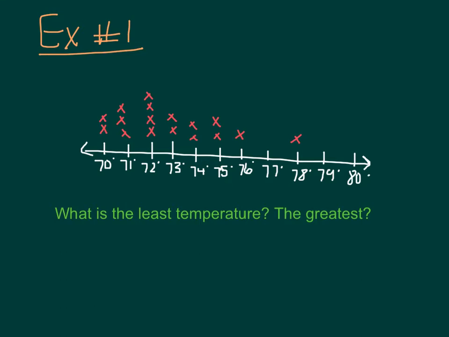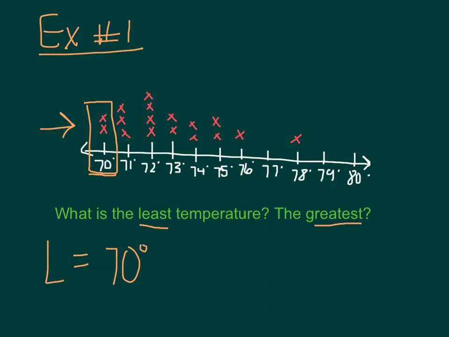Example number 1. It looks like we have temperatures plotted here on a number line. Our question is, what is the least temperature and the greatest temperature? Now the x's over here show how many times the temperature occurs. For example, 70 occurs 2 times. So the least temperature, I'm just going to put an L for least, you can write it out if you'd like, would be the one I just circled, 70 degrees. It is the lowest temperature on this number line.